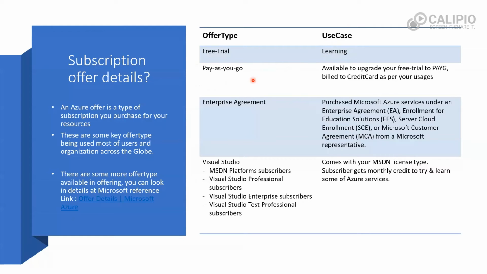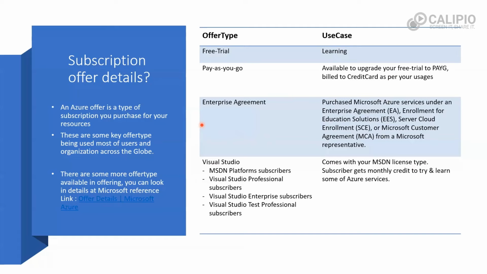Pay-as-you-go offering. This is something you ideally use when you upgrade your subscription from free trial to pay-as-you-go. You can connect your credit card for billing, and when you use your services, you will be paid based on the usage.